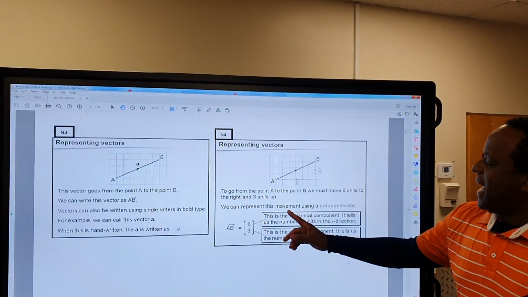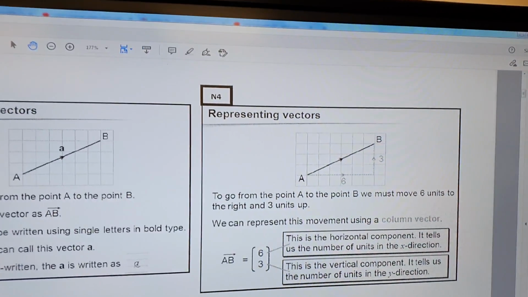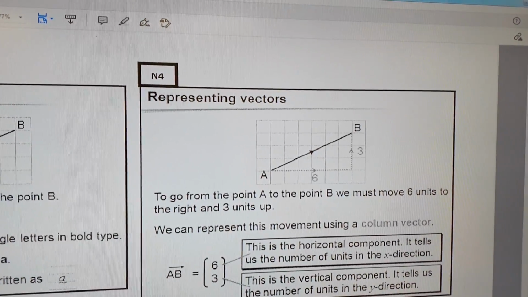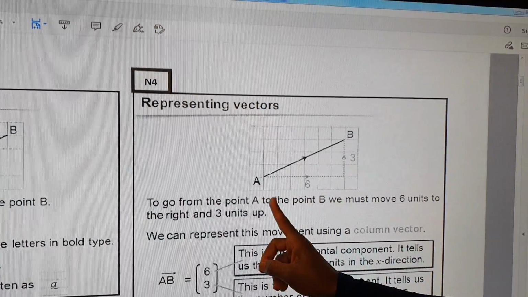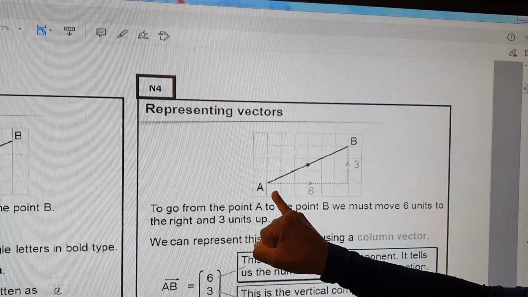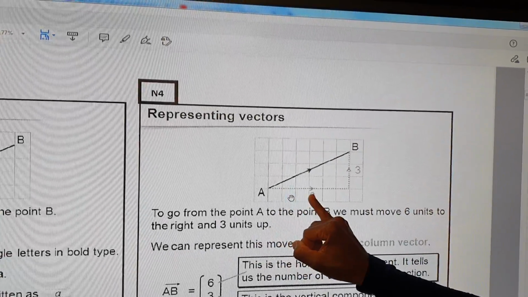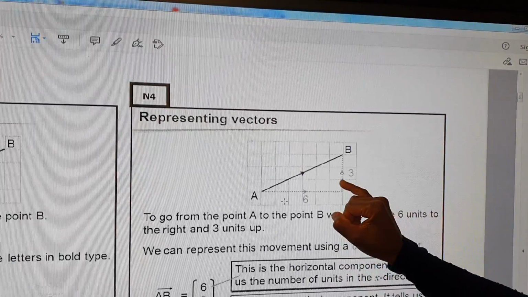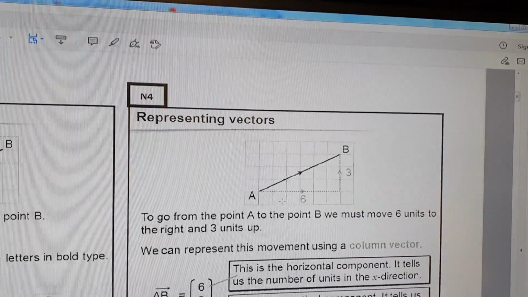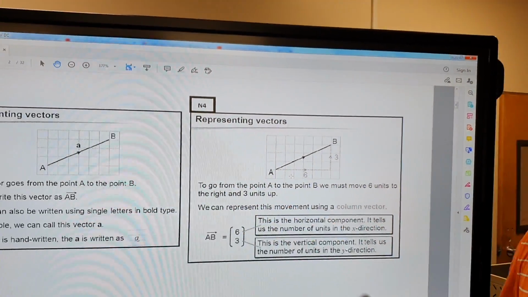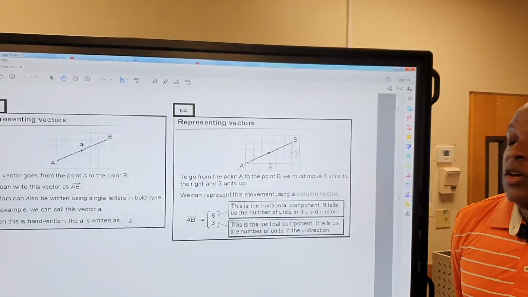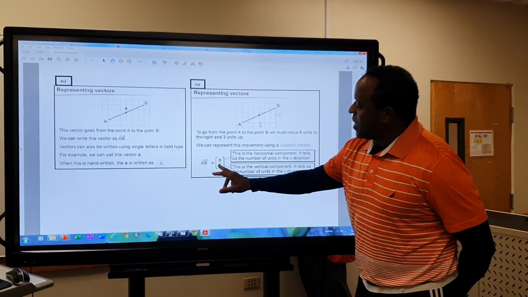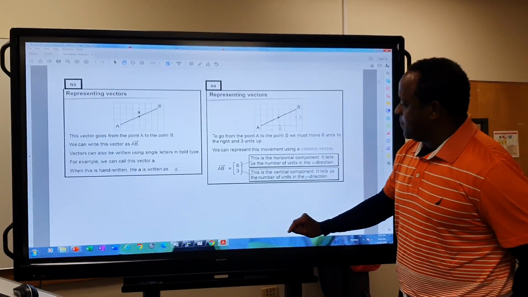To go from the point A to B, we must move 6 units to the right and 3 units up. So we're moving from A to B, and as you can see it's indicated here. I'll count the spaces for you: 1, 2, 3, 4, 5, 6. 1, 2, 3. We can represent this movement using a column vector. And this is what indicates a column vector.